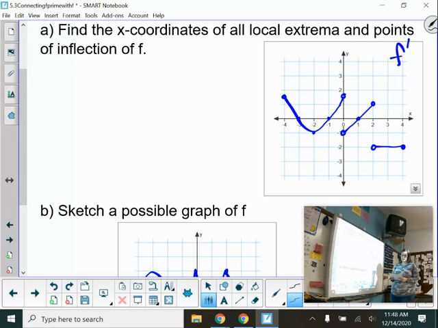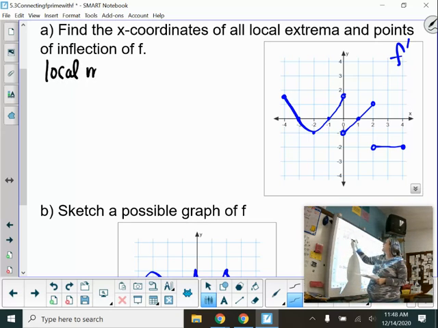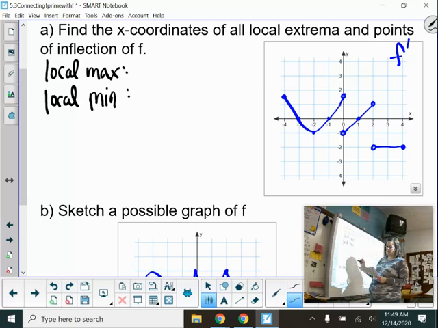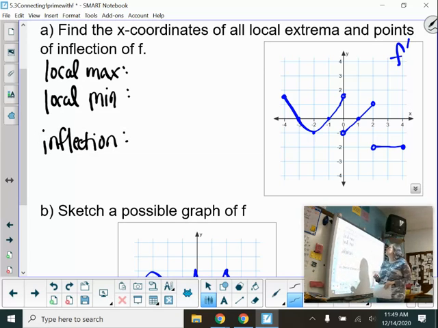So we have some different things that are going on here. We know we're looking for local maxes, local mins, and then we are looking for inflection points. I don't think I have those on my original paper, so that's something we'll have to go through and add.